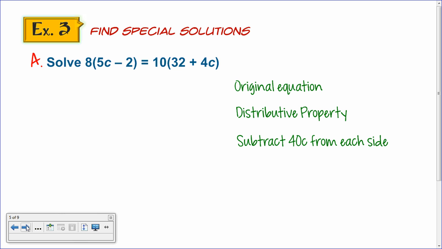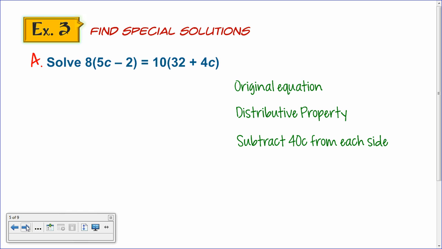Okay, write this one down. Example 3. Sometimes you're going to get some special solutions. You need to understand the meaning of it and make sure you do. Okay, again, what do I need to do here first? Okay, read it off for me.